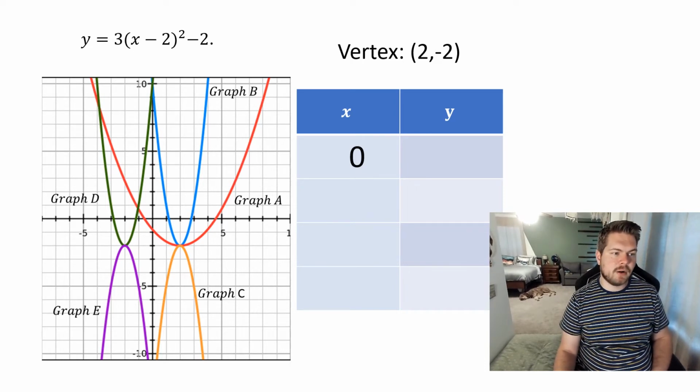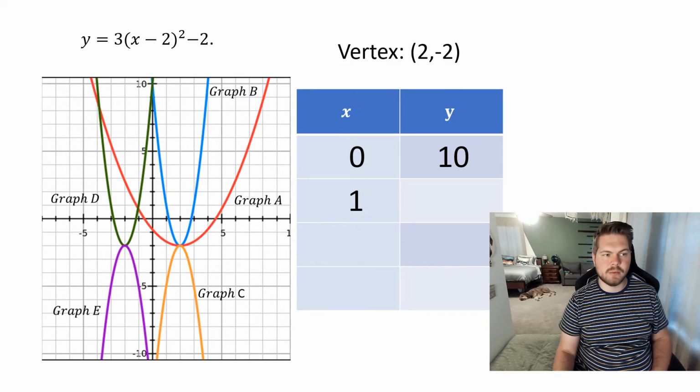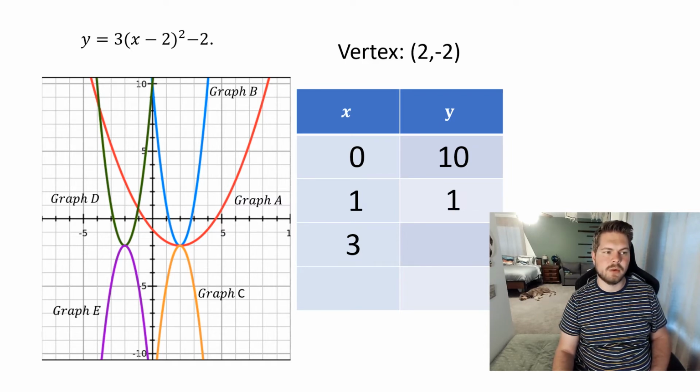If we plug in 0, 0 minus 2 is -2 squared, 4 times 3 is 12, 12 minus 2 is 10. Plug in 1. 1 minus 2 is negative 1. 1 squared is 1. 1 times 3 is 3. 3 minus 2, 1 again. Now the pattern should repeat itself for 3. 3 minus 2 is 1. 1 squared is 1. 1 times 3 is 3. 3 minus 2 is 1. And then 4. 4 minus 2 is 2. 2 squared is 4. 4 times 3 is 12. 12 minus 2 is 10.